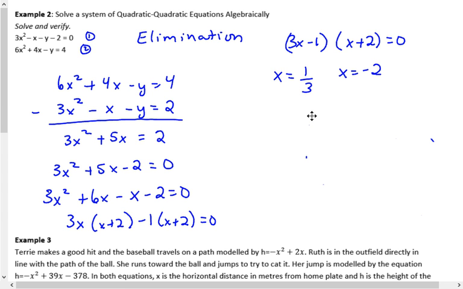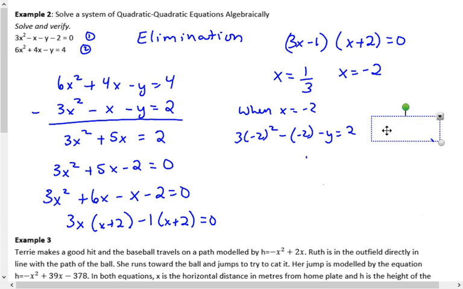Now we need to figure out what our y values are. Just like in example 1, we need to think about when x is -2. So we'll substitute x equal to -2 and solve for y, and we should find that y equals 12. So therefore, one solution is x equal to -2, y equal to 12.